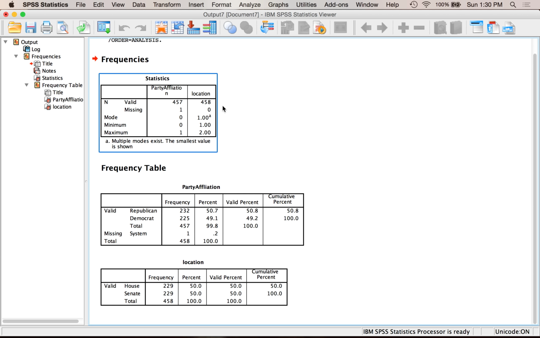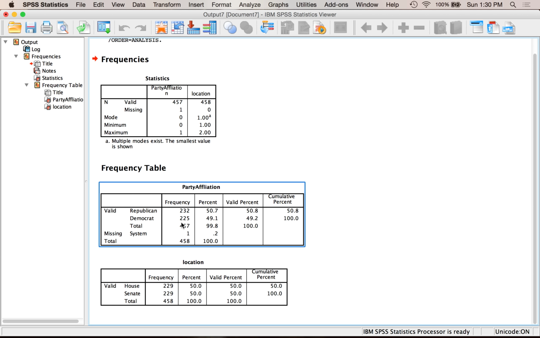For my location variable, it gives me a little 1 here, but it has that A next to it. Anytime you see this little A, it's down here: multiple modes exist. So it's telling me that there's more than one mode. I've coded this one as 1 and 2. So really the coding system, when you're talking about value labels, doesn't matter, so I've coded them differently, but it gives me the same basic output.